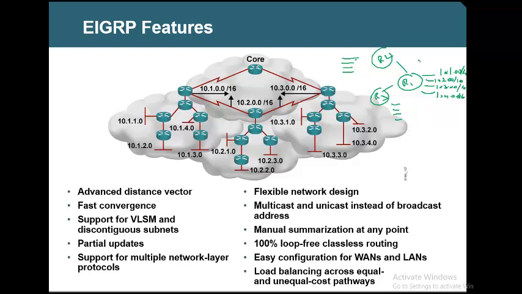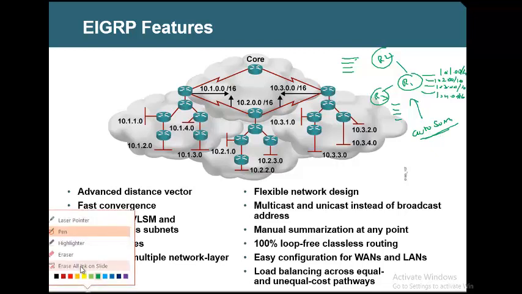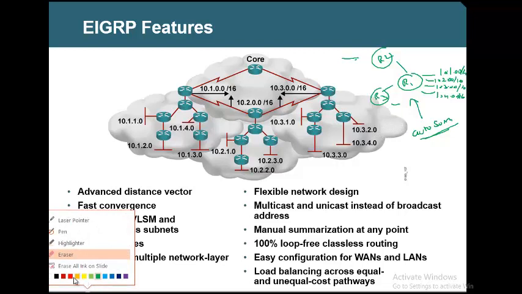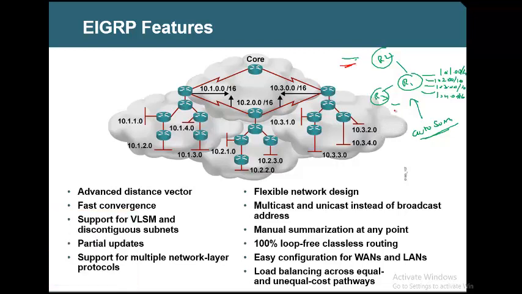And when you go and say auto summary, when you say auto summary in the global configuration in the router mode, when you put this command, what will happen? Both R2 and R3 will receive only the summary route. Do you agree? Yes, one route, and that will be a summary route, like this: 10.0.0.0/8. Here also 10.0.0.0/8. Correct?